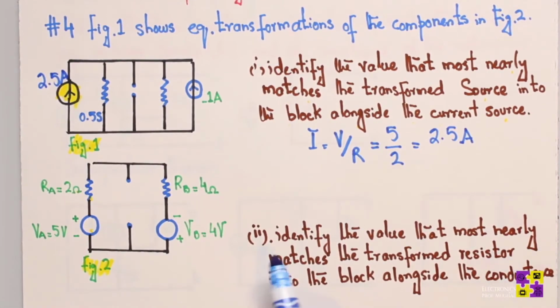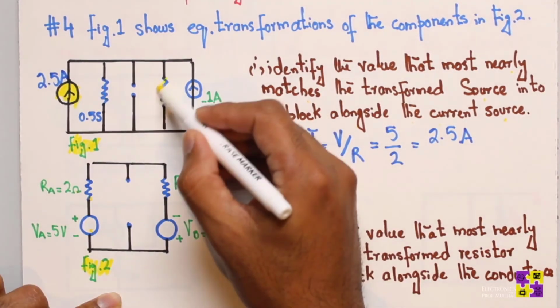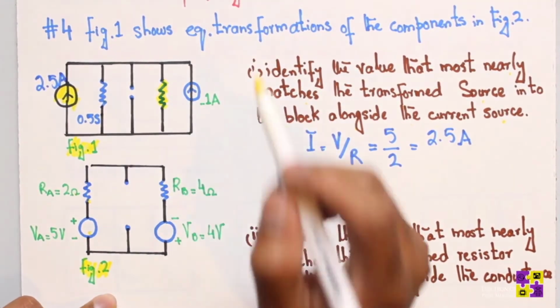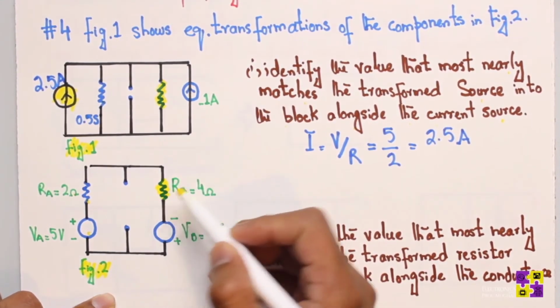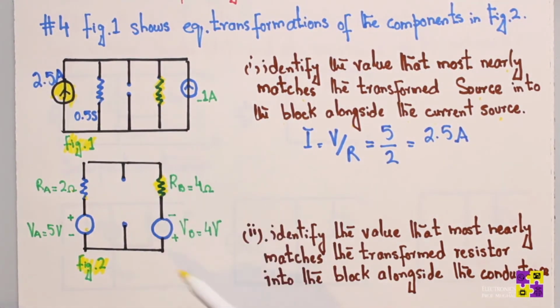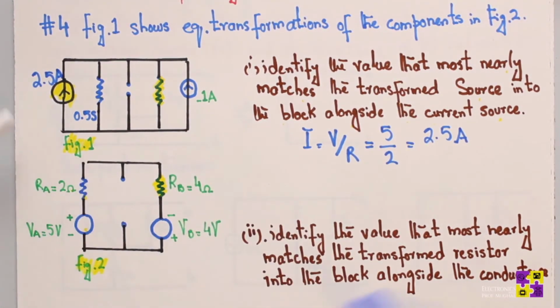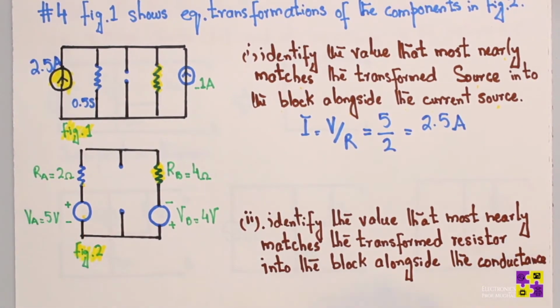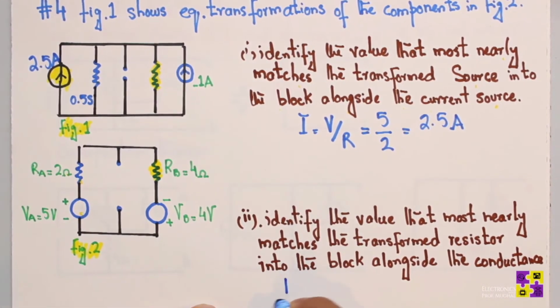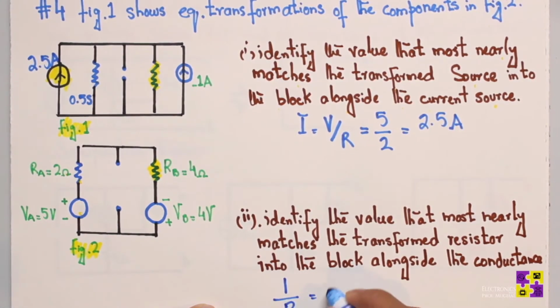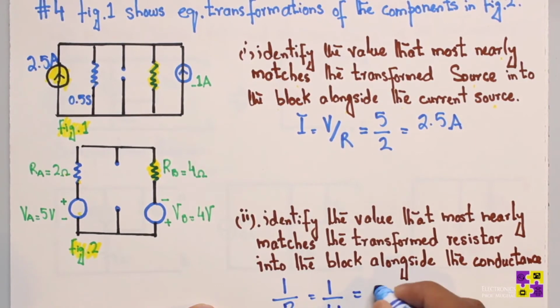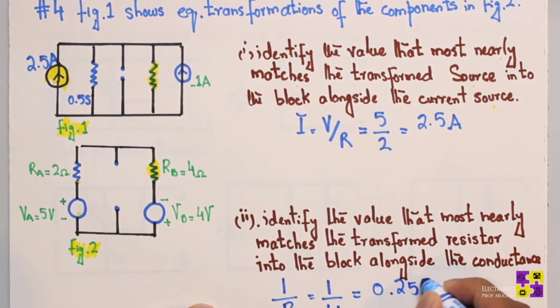Let's go down. Identify the value that most nearly matches the transformed resistor into the block alongside the conductance. So we have to find out the conductance of this resistor. Looks like this resistor is equivalent to 4 ohms, right? And we know from the previous video that conductance is just simply the reciprocal of R, where R being 4 here. So if I do the math, I get 0.25 Siemens.